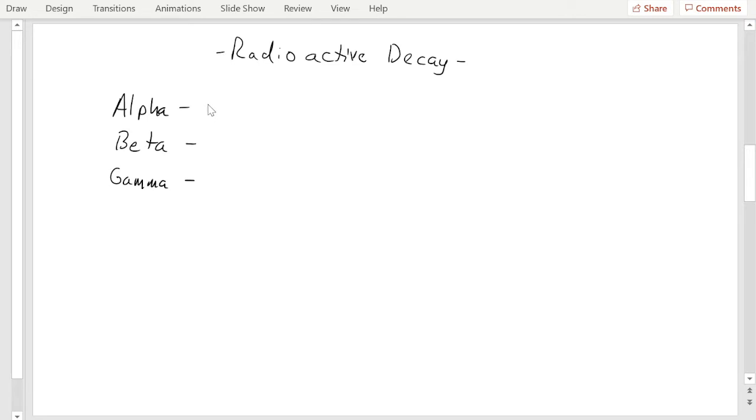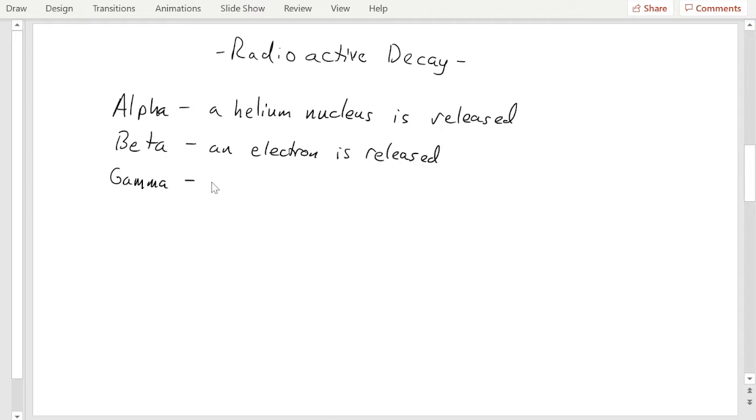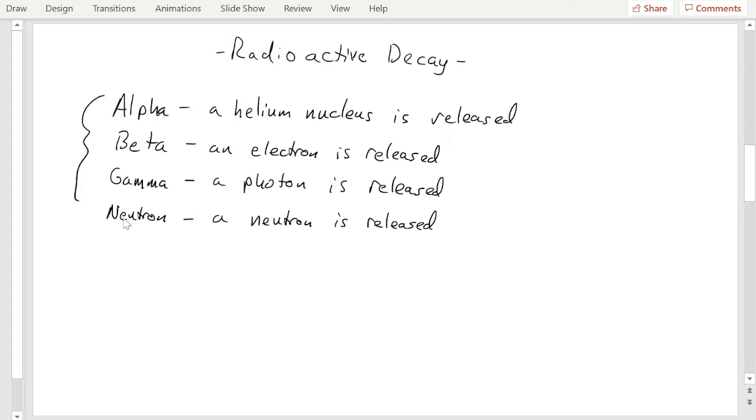It turns out that alpha decay is when a helium nucleus is released. Beta decay is when an electron is released. Gamma radiation is when a photon is released. And the fourth is neutron radiation, when a neutron, or multiple neutrons, is released. So these are the four types of radioactive decay.